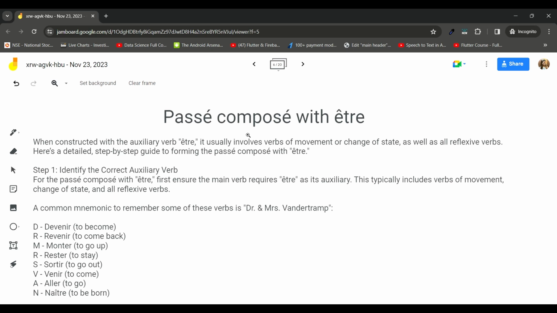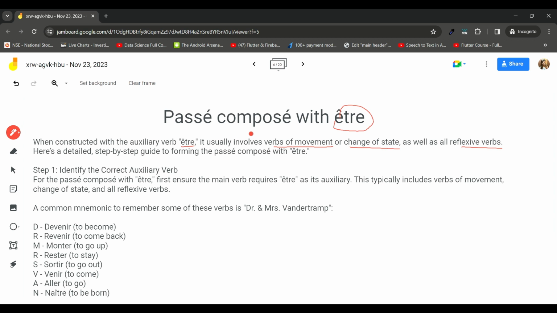So part two of passé composé is using passé composé with the auxiliary être. When constructed with the auxiliary être, it usually involves the verbs of movement or change of state, when your state has changed, as well as all reflexive verbs. Here's a detailed step-by-step guide on how you can form your passé composé with être, and it's nothing different.